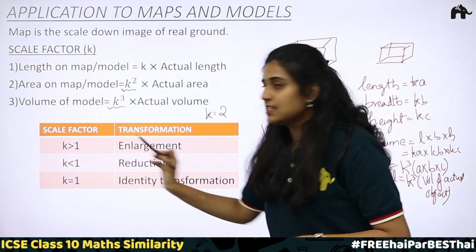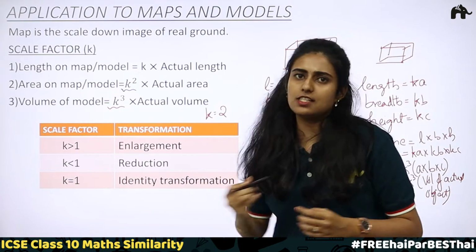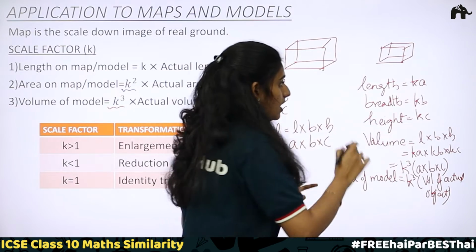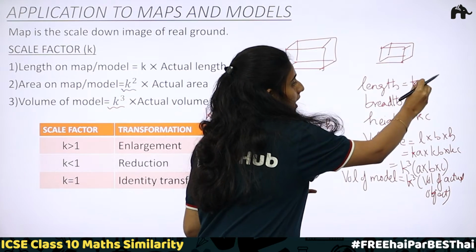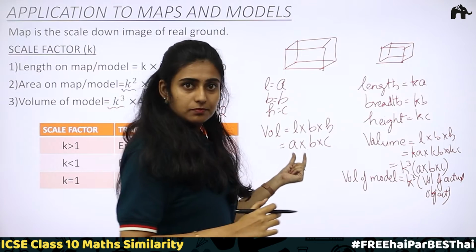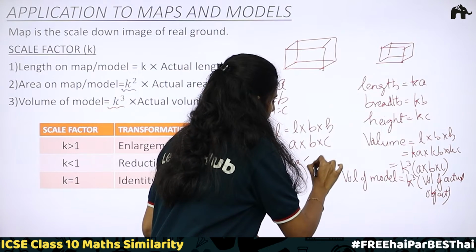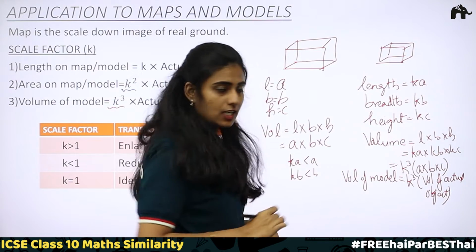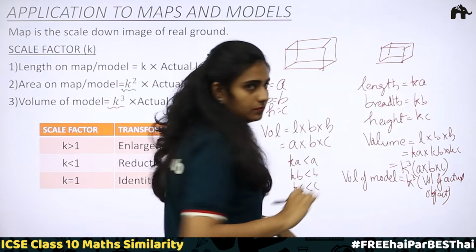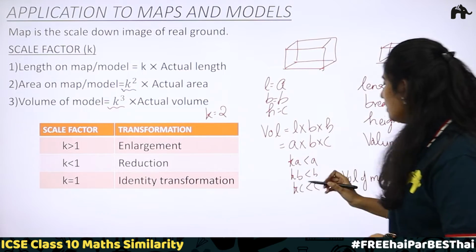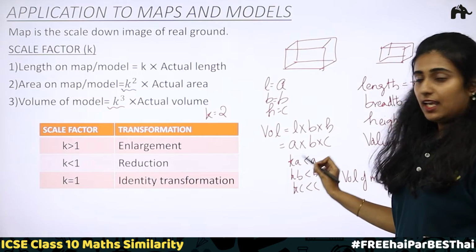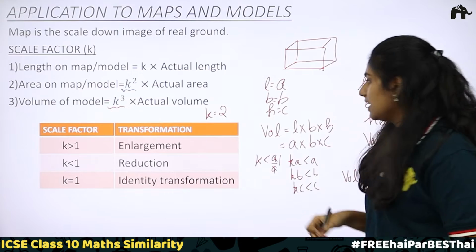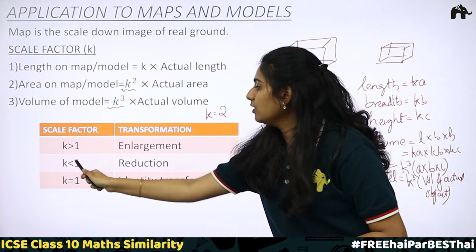When K is less than 1, in that case we will be having reduction. Just take this example. K less than 1 means anyway the value of K will be less than 1. Only then Ka will be less than A. Okay, Ka should be less than A because there is reduction happening in this case. Kb should be less than B. This is again a reduction. Kc should be less than C. So for this to happen, what we'll be getting? Ka less than A means K less than A by A. Cancelling we get 1. That is how in the case of reduction, K will be less than 1.